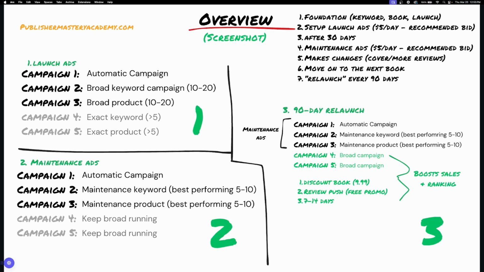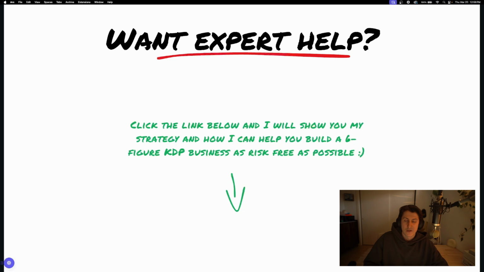So like I said, here is the overview of my campaigns and my strategy. So definitely take a screenshot of this. I will make sure my camera isn't on there so you can do so, and I'll give you a second to do that. And you just have a reference to go back to, so when you are setting up these campaigns, you can easily just look at this and you know what to set up and in which order. So that's how I run my Amazon ads every single time I launch a book and how I maintain them over time.